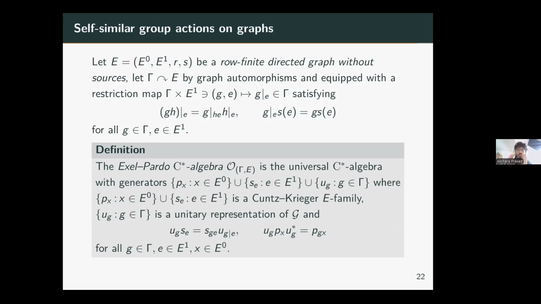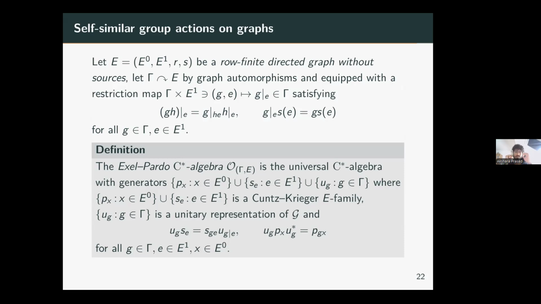Okay. So we apply this to C*-algebras that come from self-similar group actions on graphs. This is work by Exel-Pardo, who wanted to generalize Katsura's algebras, which in turn generalize Kirchberg algebras and give a combinatorial picture of them. And they also generalize Nekrashevych algebras, which come from self-similar groups.